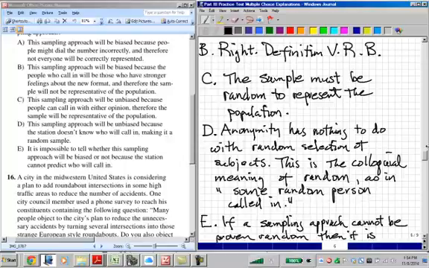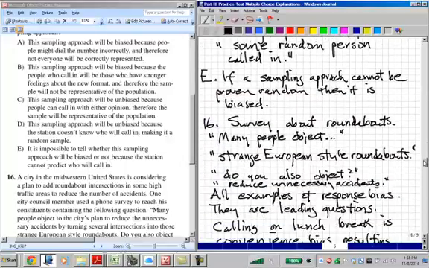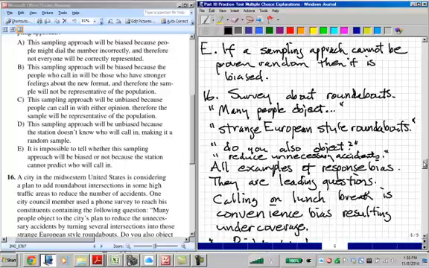D, the sampling approach will be unbiased because the station doesn't know who will call in, making it a random sample. Anonymity has nothing to do with random selection of subjects. This is the colloquial meaning of random, as in some random person called in or walked in or some random thing happened, which means almost exactly the opposite of what true randomness is. E, it is impossible to tell whether the sampling approach will be biased or not because the station can't predict who will call in. If a sampling approach cannot be proven random, then it is definitely biased. So E is wrong.